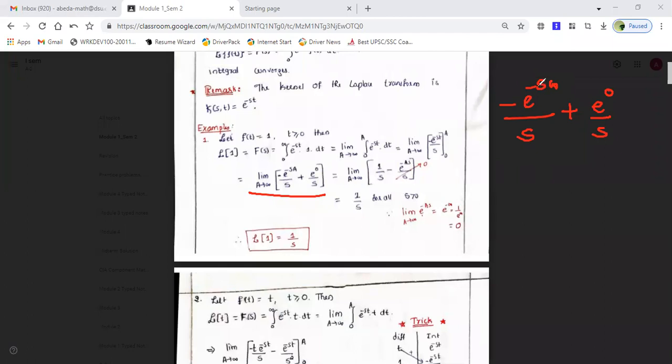So it is e to the power minus s infinity. E to the power minus infinity is nothing but 1 upon infinity, which is equal to 0. Therefore, as a tends to infinity, this value will vanish. So what you are left with is e to the power 0, which is 1 by s. Here I am writing: limit as a tends to infinity, this value is vanishing, and you are left with only 1 upon s. Thus, the Laplace transform of 1 is equal to 1 upon s.